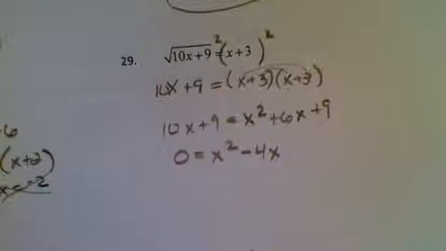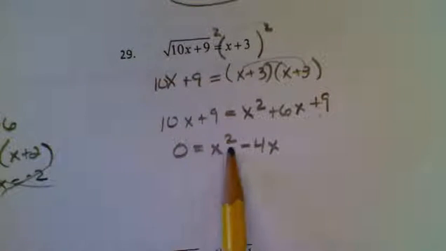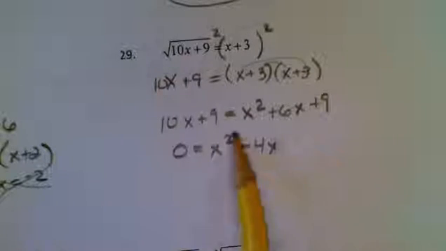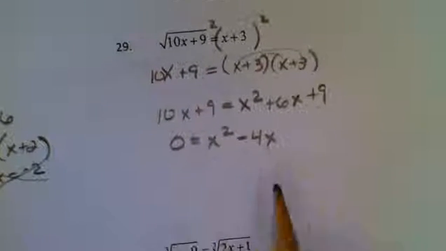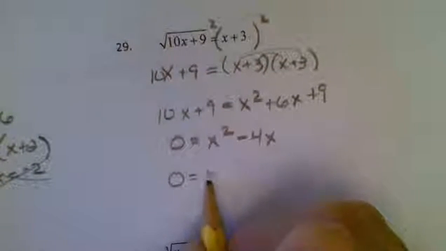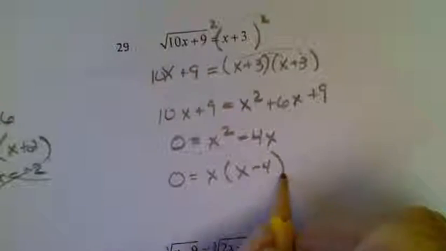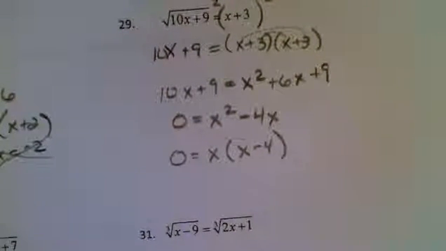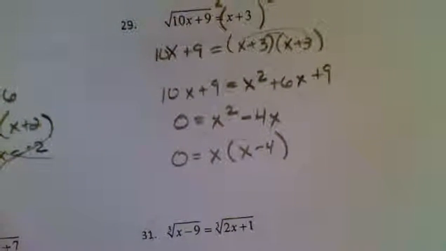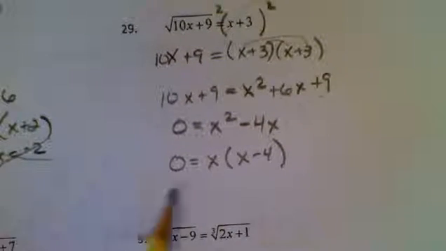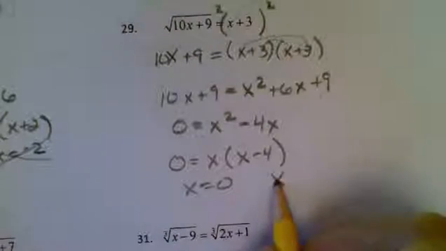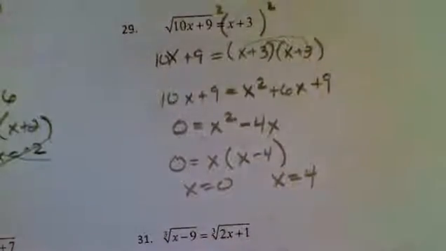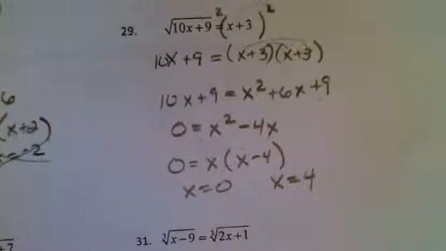So now I have to set everything equal to 0, subtract 10x, subtract the 9. So I'm left with just x squared minus 4x. Sometimes this is the hardest one to factor. You need to recognize that you have to factor it because it's a quadratic, but you have 2 terms, they have an x in common. So factor the x out. You don't really have to think of a pair of factors like you did when we had a trinomial in number 28. So now I just set this factor equal to 0, I get 0. Set x minus 4 equal to 0 and solve it, I get x is 4.